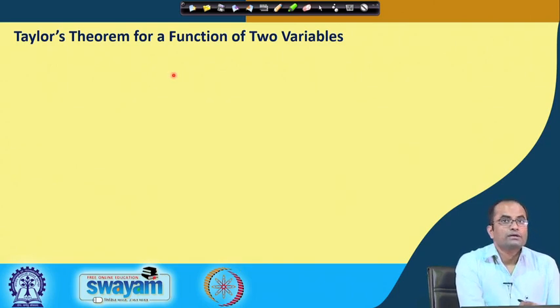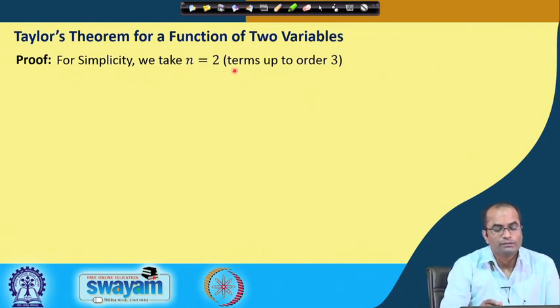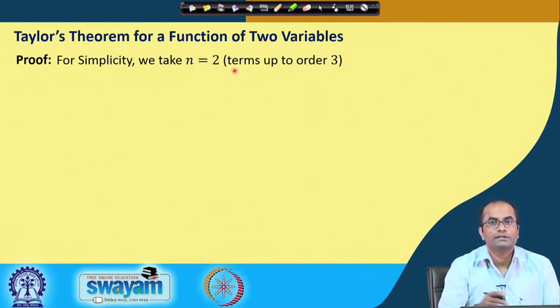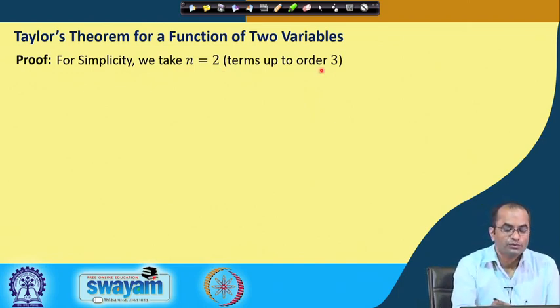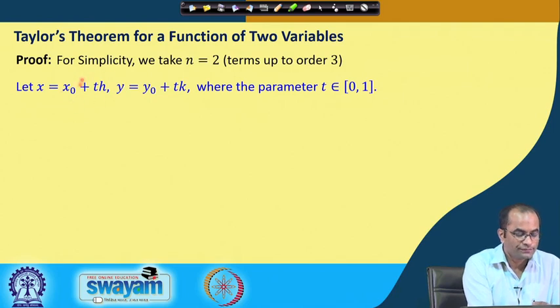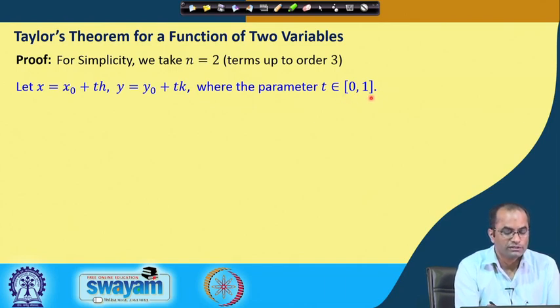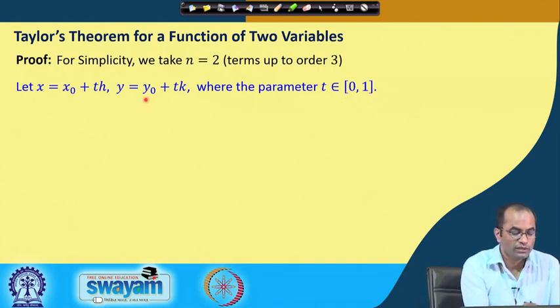So, we will just go through the proof of this result. This is Taylor's theorem for two variables, and just for simplicity we take n equal to 2. That means we will consider the terms in the expansion up to order 3. So, we take x equal to x0 plus th and y equal to y0 plus tk, and t is some parameter from the interval 0 to 1, including 0 and 1.